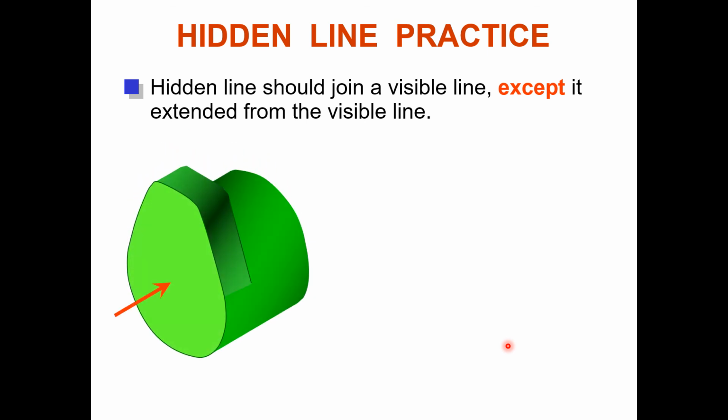Second example, here when you see from this side, this plane face is visible to you, but you can understand there is a hidden circular path, so there is a hidden feature here, behind the face you are seeing, like this one.